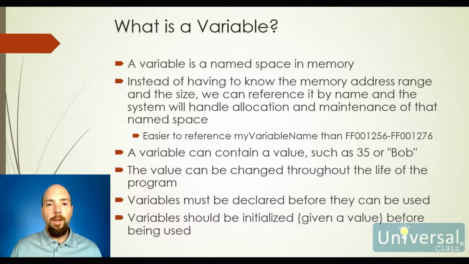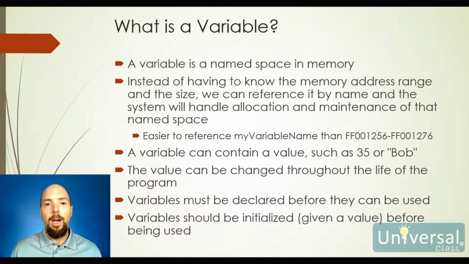Well, in C# we have variables, and a variable, like I said, is just simply a named space in memory. So what I do is I give it a name, and then we put some sort of value in that location, and then we let the operating system or the programming language actually manage that spot for us. So I don't have to worry about where the value is located. I just simply have to remember what the name of it is. So in this case here, it's easier to reference something like my variable name than it is to reference this range of memory locations.